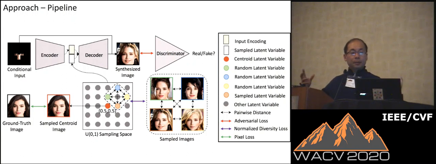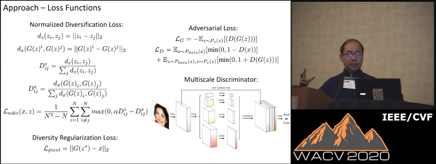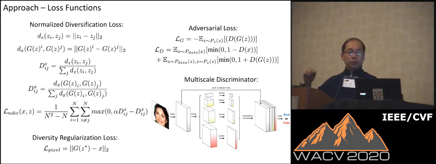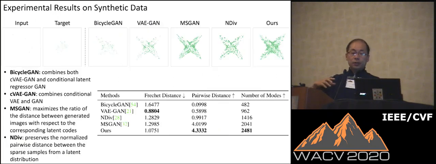We introduce what we call normalized diversification, which looks at four samples every time and tries to force the four samples to go away from each other in output space relative to input space. So the loss function here consists of the diversification function, which explicitly tries to make sure the latent variables are far away from each other to allow diversification. We also introduce other loss functions which make sure the diversification is centered around every sample you might have, instead of diversifying randomly.